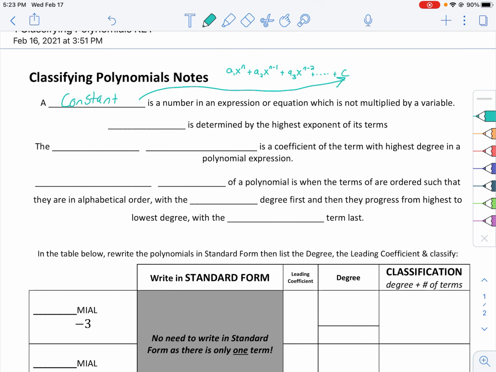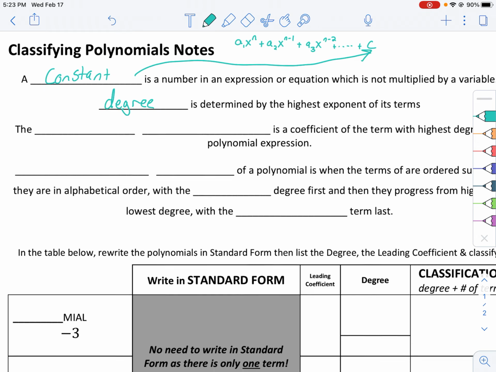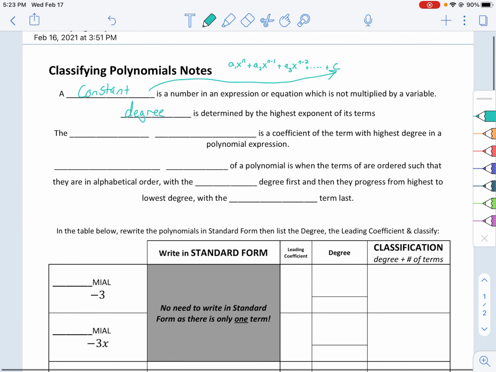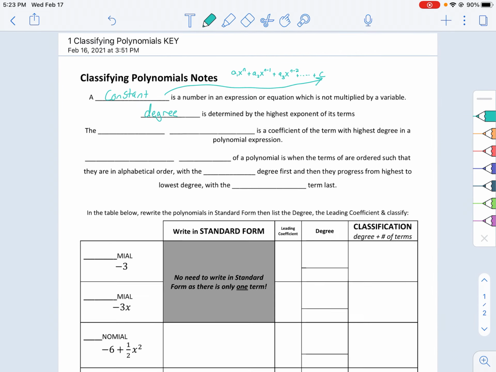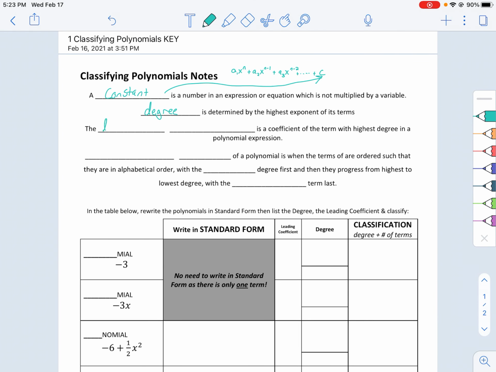It says blank is determined by the highest exponent of, I wish that just said equation. So it's the degree is determined by the highest exponent of all of the terms. The blank blank is a coefficient of the term with the highest degree in a polynomial expression. So this is specifically the leading coefficient.